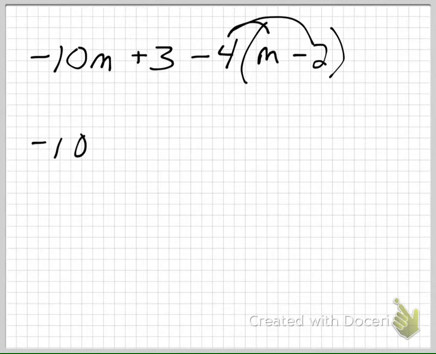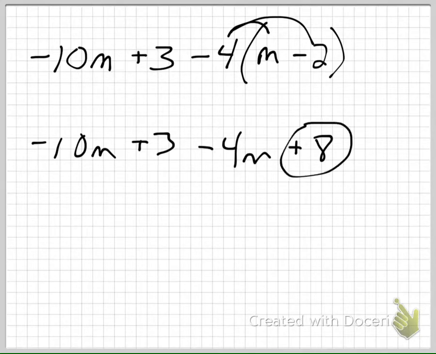Rewrite everything else. -10m plus 3. And now I have -4 times m. Do you see what I'm talking about? That's -4 times m, which is -4m. And then I have -4 times -2, which is plus 8. Right? Plus 8. That's the part you've got to get right off the bat. You've got to do that.